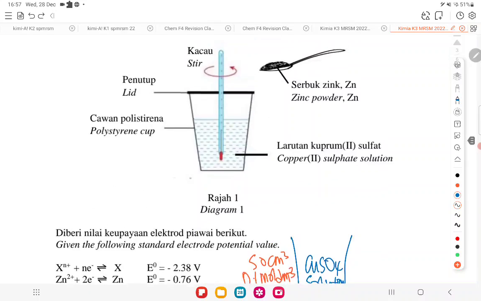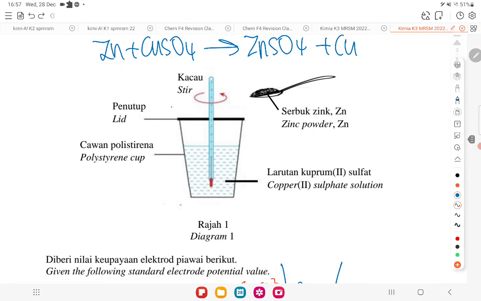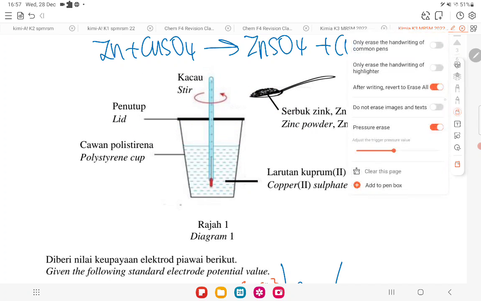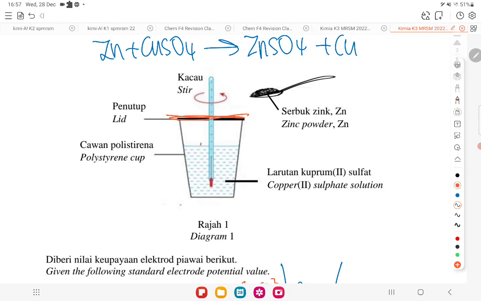So this is the polystyrene cup. We put a lid here. Why? Because when you do any experiment that involves heat, you don't want the heat to run away. You don't want the heat lost to the surrounding. So when you put a lid, not much heat will go out. Not much heat can escape.